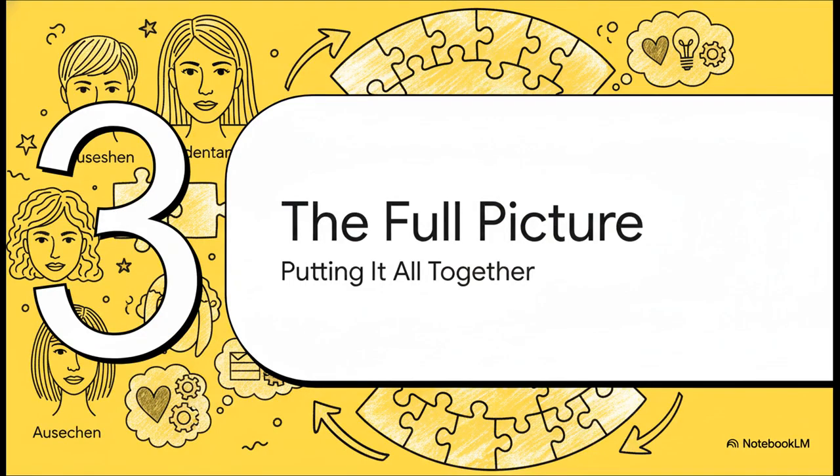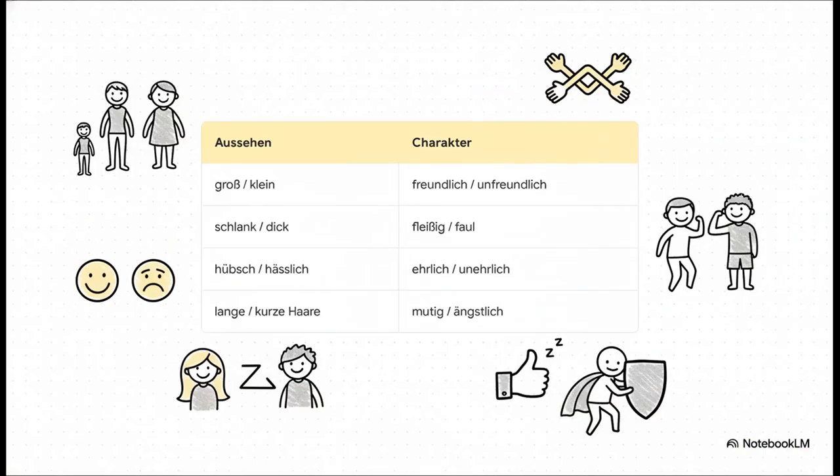So, we've covered appearance and we've covered character. Now let's just take a quick step back and put it all together to see the full picture. And here it is, your new toolkit, all in one place. On the left, everything for Aussehen, the physical description. And on the right, all those keywords for Charakter, their personality. This is a great slide to screenshot as a quick reference for the two main categories we've talked about.